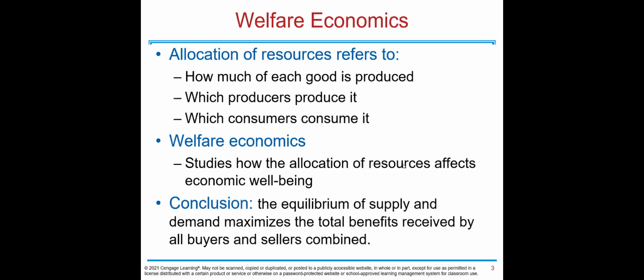Welfare economics refers to the allocation of resources, and when we say allocation of resources, we refer to how much of each good is produced, which producers produce it, which consumers consume it. So, welfare economics studies how the allocation of resources affects economic well-being. And as a result, the equilibrium of supply and demand maximizes the total benefits received by all buyers and sellers combined. All along this chapter, we are going to show that actually the free market allocates the resources in the best way that maximizes the social welfare.